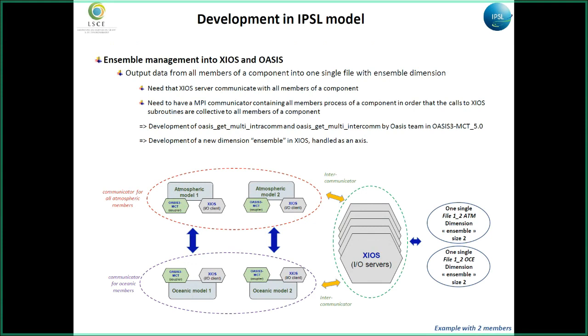And also, we needed to develop a new ensemble dimension in XIOS, which will be handled as an axis in XIOS. The figure illustrates an example with two members. We can see a communicator which contains all atmospheric members, and another communicator which contains all oceanic members, which communicate with the XIOS server. And to do that, we use only one NAM-coupled configuration file for OASIS.